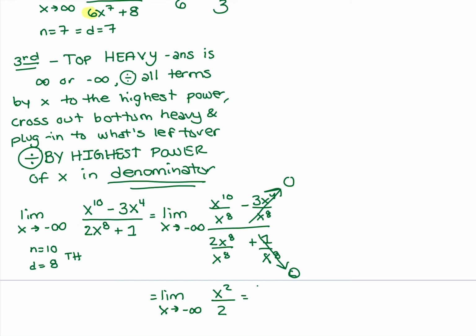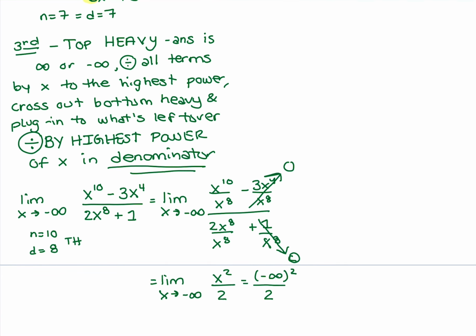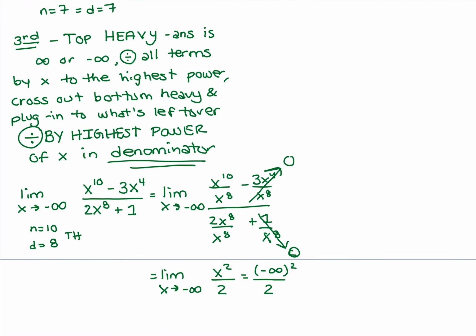And now we can plug into what's left over and figure out, is our answer positive infinity or negative infinity? So it's x going to negative infinity, so I'm going to replace x with negative infinity. It's getting squared. And then it's being divided by 2. So negative infinity times negative infinity is going to be positive infinity, so it's going to turn positive when we square it. And then when you divide it by 2, it's going to stay at positive infinity. So lots of work for top heavy compared to the other two cases.